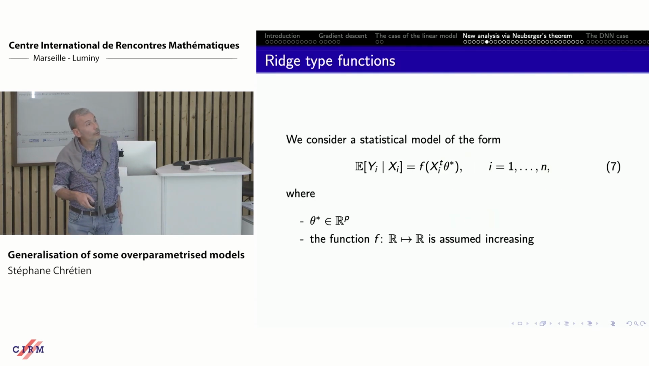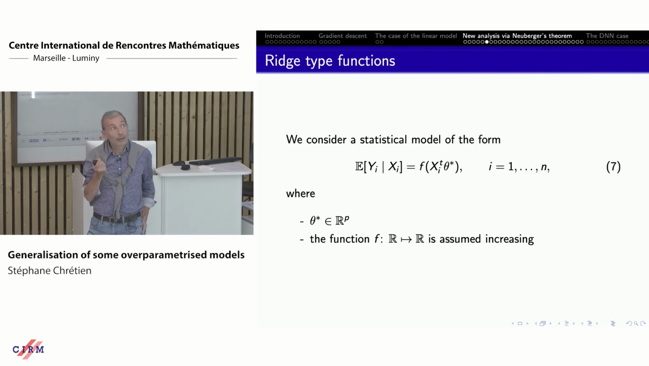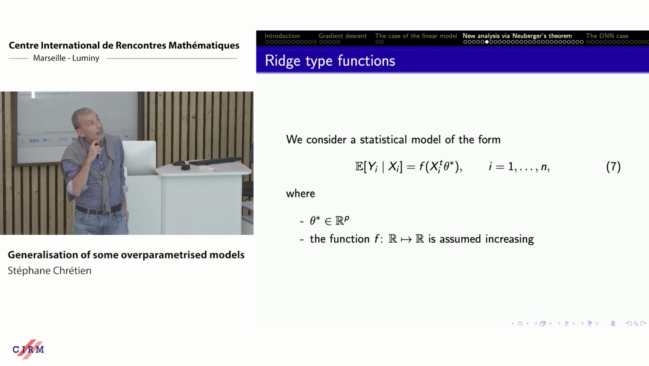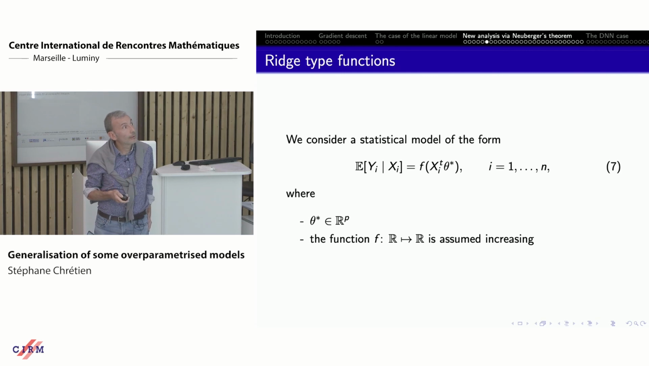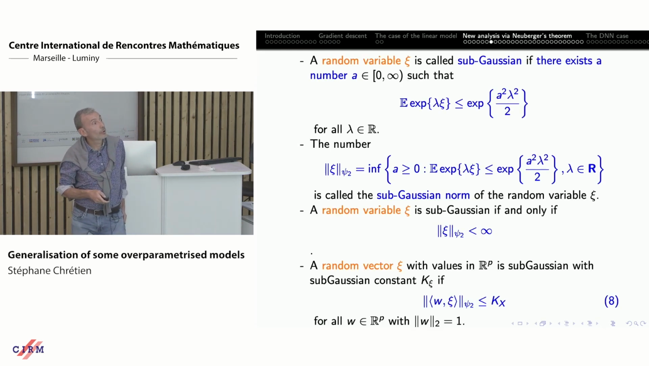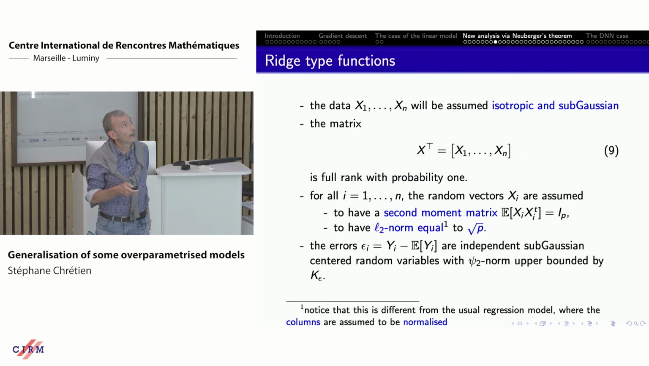Okay, so we can start with rich functions, which are of this type. So it's a single index model. You try and estimate the vector theta. Here we have a model with a theta star, and you assume that f is a function that is increasing and has certain properties. So these are definitions of sub-Gaussianity and sub-Gaussian random vectors that you all know, I guess.